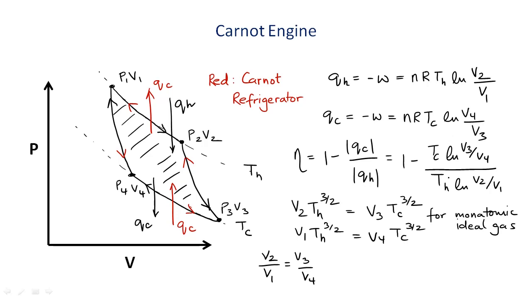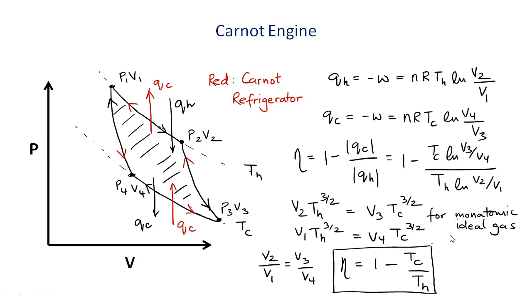Substituting here in the expression for efficiency, the ln terms in the numerator and denominator cancel out, and efficiency becomes eta is equal to 1 minus simply Tc by Th. We can see from this expression that the efficiency of a Carnot engine is always less than 1, and it approaches 1 as Tc approaches 0, or the cold reservoir approaches the absolute zero of temperature.